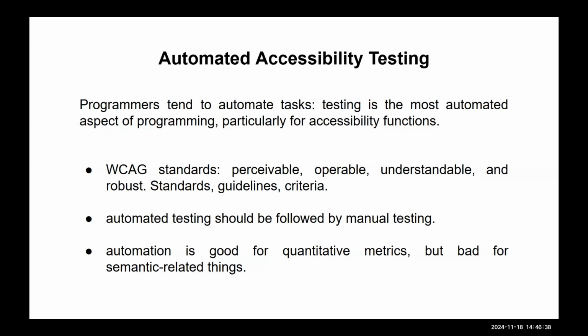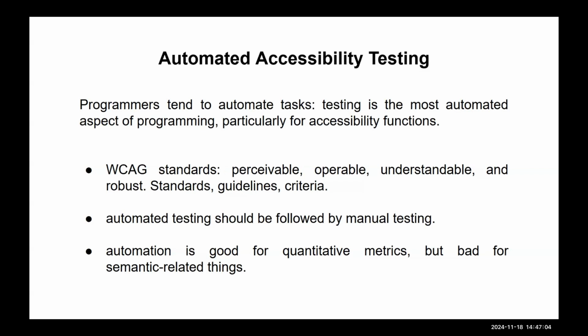So programmers tend to automate tasks in general. Whenever you're programming, a lot of those tasks can be automated because it's just a matter of checking for specific keywords, specific things that are there, and alerting the person writing the code that those things are present. So testing is the most automated aspect of programming, particularly for accessibility functions.